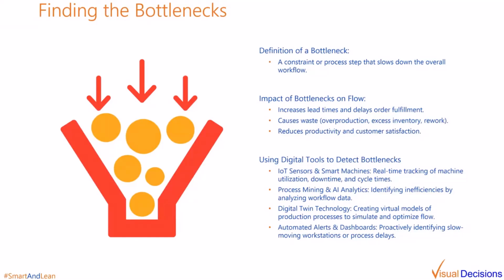Additionally, automated alerts and real time dashboards provide instant notifications when a workstation or process is slowing down, allowing managers to take immediate corrective action. By integrating these digital tools, manufacturers can transition from reactive bottleneck management to proactive flow optimization, improving overall efficiency and reducing costly production delays.